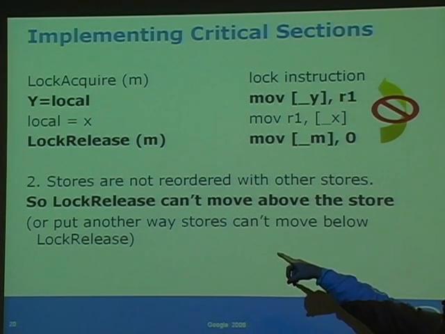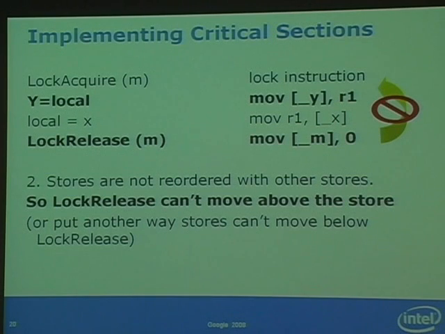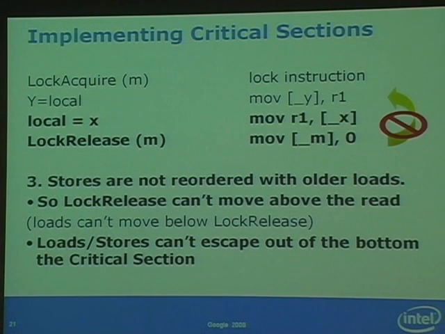And principle 2 says stores are not reordered with other stores. You have 2 stores that can't be reordered. So we know stores can't drop out of the bottom of the critical section. Now we've got 3 of the problems solved. And finally, we also have this principle that stores are not reordered with other loads. So in this case, the load also can't escape out of the bottom of the critical section. So this is how you would build a critical section using our memory model. This is how most Java systems have built critical sections, and this is what we're recommending.